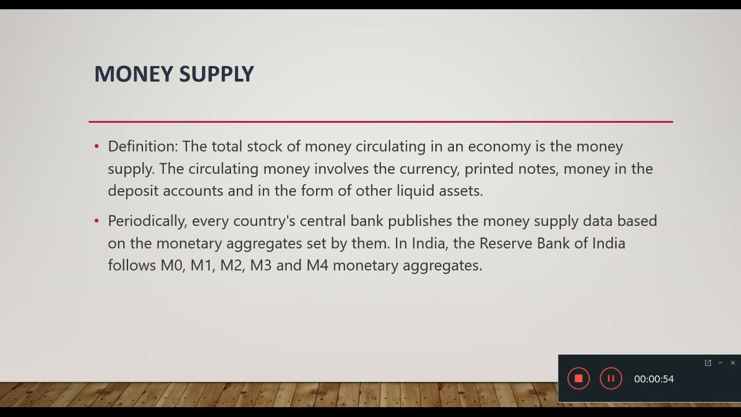Valuation and analysis of the money supply help economists and policy makers to frame the policy or to alter the existing policy of increasing or reducing the supply of money. The valuation is important as it ultimately affects the business cycle and thereby affects the economy. Periodically, every country's central bank publishes the money supply data on the monetary aggregates set by them. In India, the Reserve Bank of India follows M0, M1, M2, M3 and M4 for monetary aggregates.